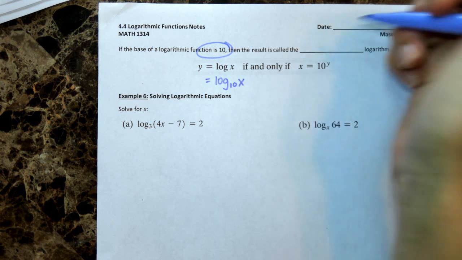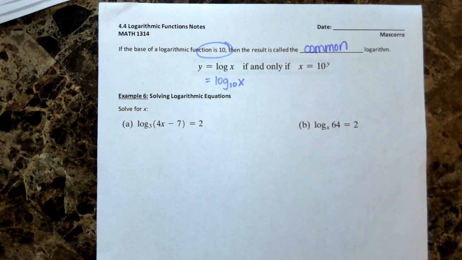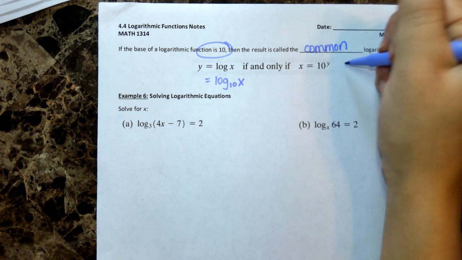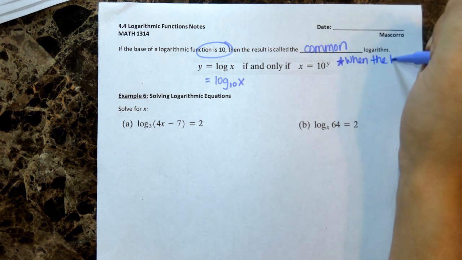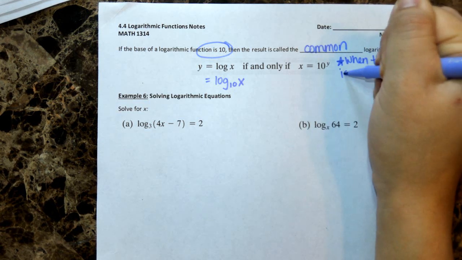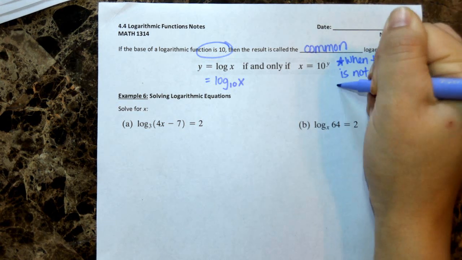That one's very important. This is called the common logarithm. I know there's a lot of rules to keep in mind because this is all new to us, but just at least have it down. But I'm going to go ahead and write that. When the base is not written, the base is 10.